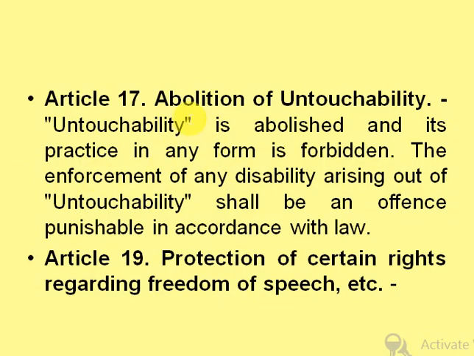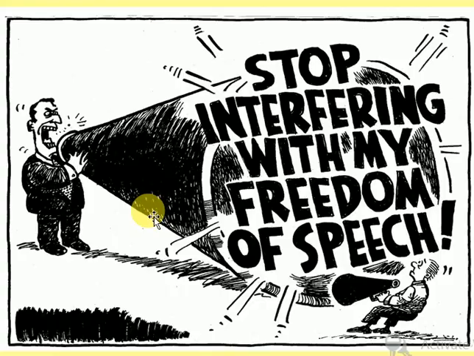Article 17 discusses the abolition of untouchability. Untouchability, we have already discussed in our previous module, is abolished and its practice in any form is forbidden. The enforcement of any disability arising out of untouchability shall be an offence punishable in accordance with law. Article 19, protection of certain rights regarding freedom of speech, etc. So every citizen in the country has the freedom of speech. Stop interfering with my freedom of speech. So good picture, good message.